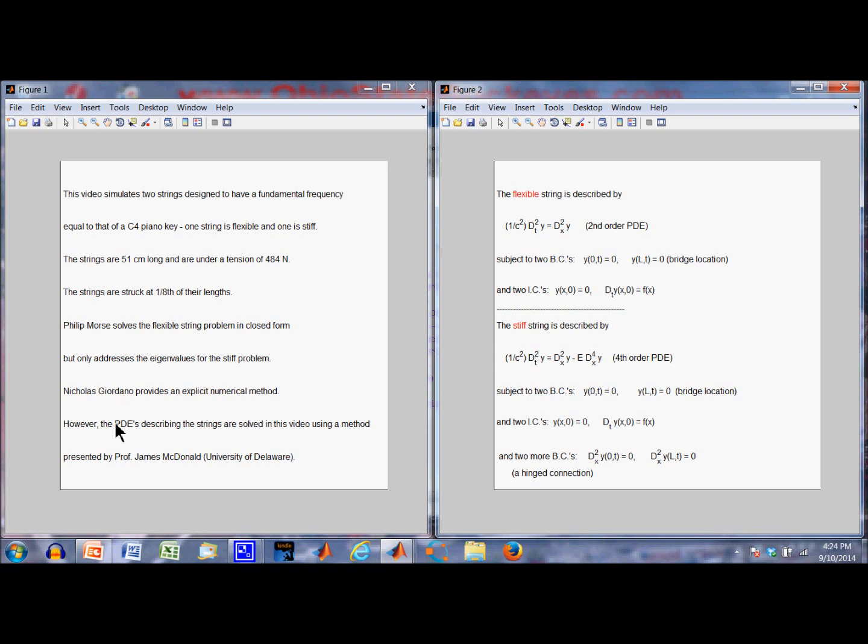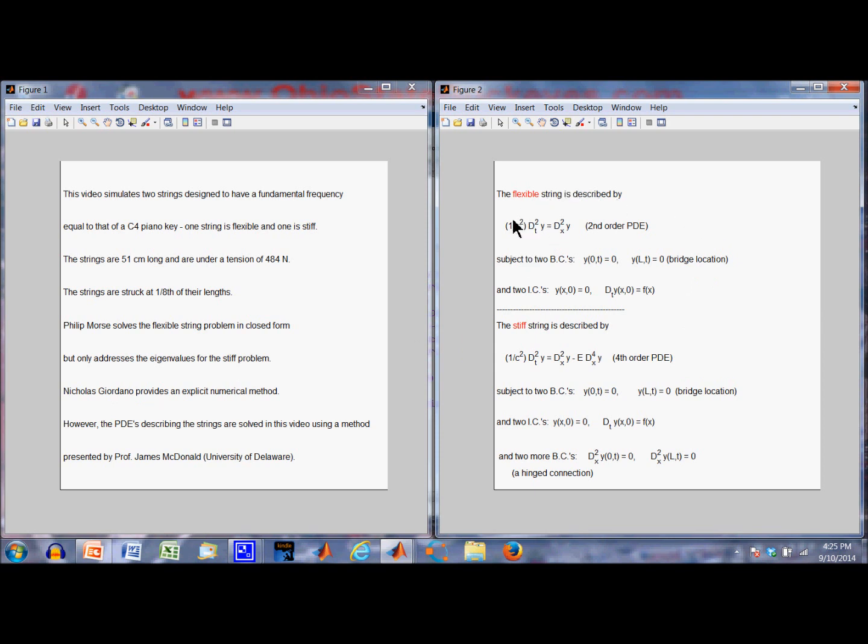and I'm going to use a technique by James McDonald from the University of Delaware to solve this problem. However, there are other methods of doing this. Philip Morse presents one in his textbook, Vibration and Sound, and Nicholas Giordano presents one in his book, Computational Methods in Physics.